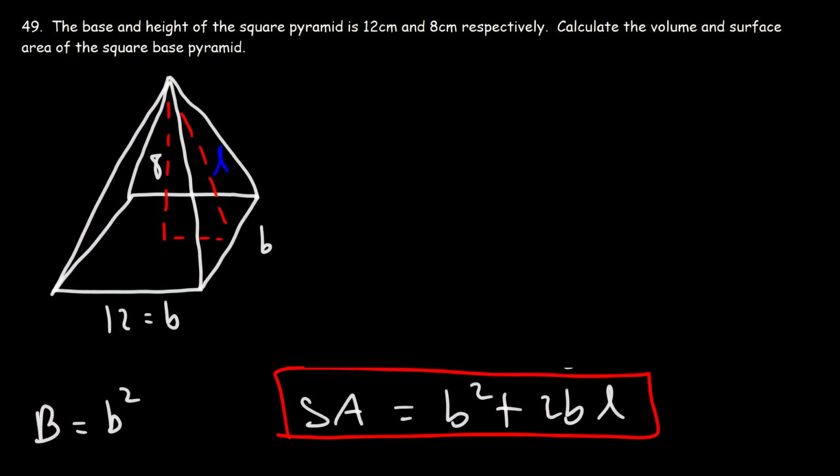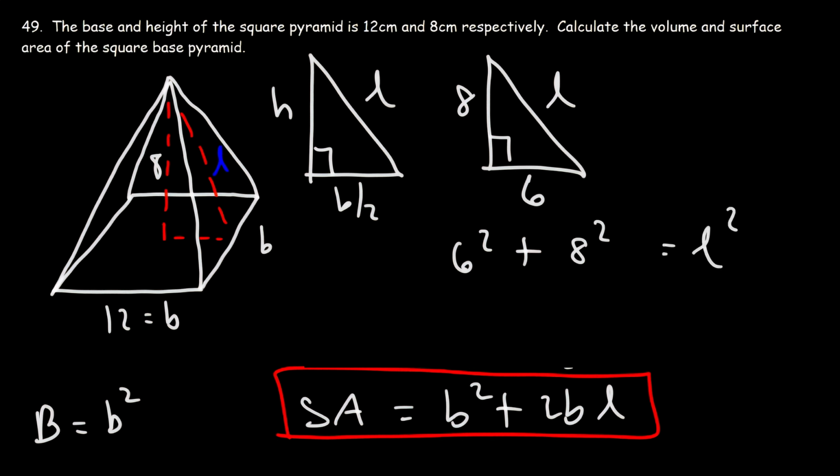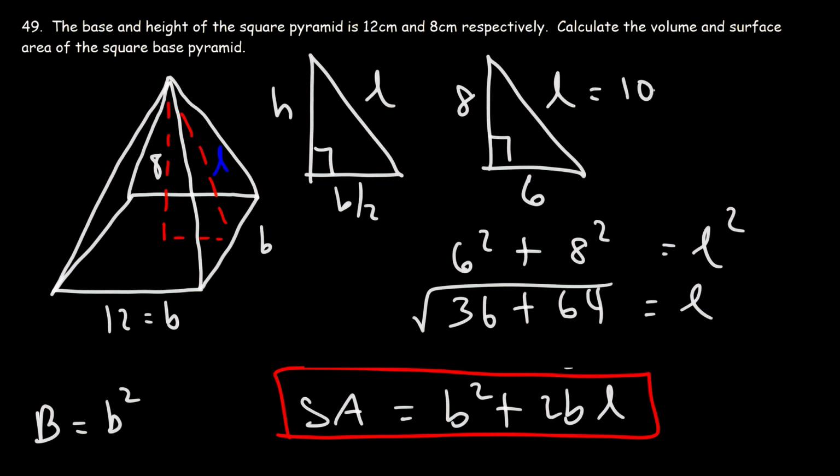The slant height is right here. So looking at that triangle, we have the height, the slant height, and 1/2 of the base. We know the height is 8. The base is 12, or the side length of the base. So b over 2 is 12 divided by 2, which is 6. So now we need to calculate L. So 6 squared plus 8 squared equals L squared. 6 squared is 36, 8 squared is 64. If we take the square root of both sides, that will give us L. 36 plus 64 is 100, and the square root of 100 is 10. So L is 10.